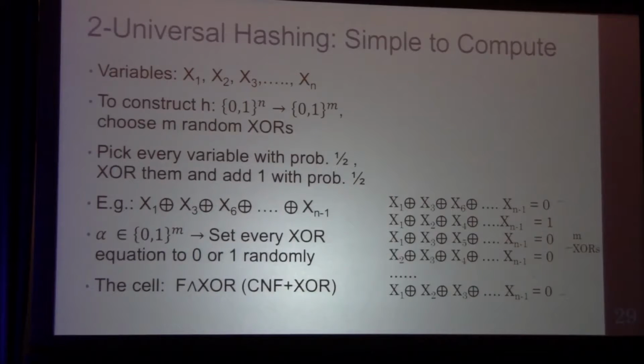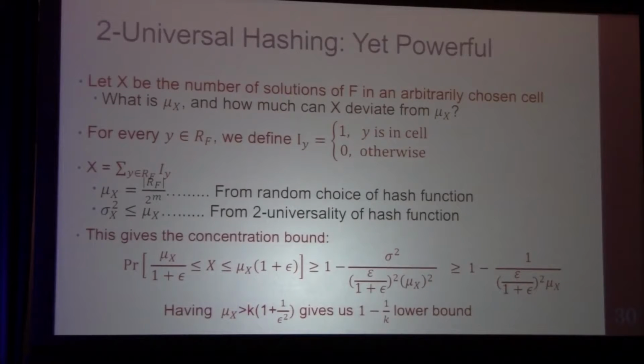If I want to say what the assignments in a particular cell are, let us say the cell denoted by 0, 1, 0, 0, 1 over here, so this corresponds to a cell. What are the assignments corresponding to this cell? I take the original formula and add these constraints: this XOR gives 0, this XOR gives 1, this XOR gives 0, and so on. All the satisfying assignments of this will be solutions of F that lie in the cell that I am choosing, because the cell is defined exactly this way. M times you pick variables with probability half, XOR them, and set them to 0 or 1. Okay, this has some very nice properties.